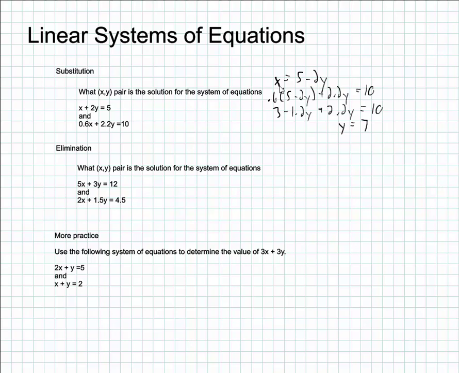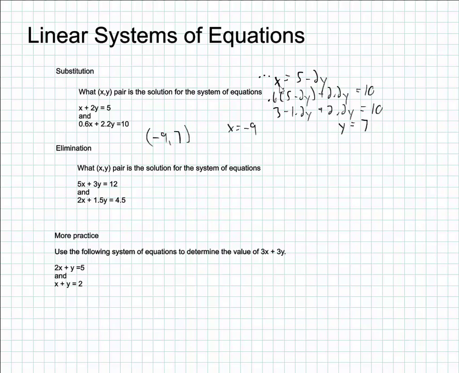Now that we have y being equal to 7, we can plug that in to the original equation, which we have right here, and we can get the value of x. So now we have 5 minus 2y, or 5 minus 14, is equal to x. So that we get x is equal to negative 9. So the pair that is the solution is negative 9, 7.